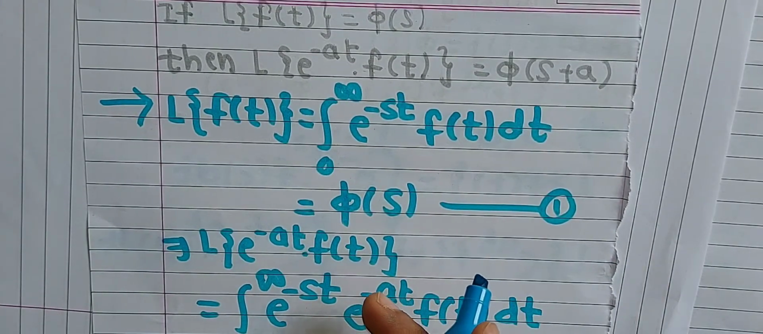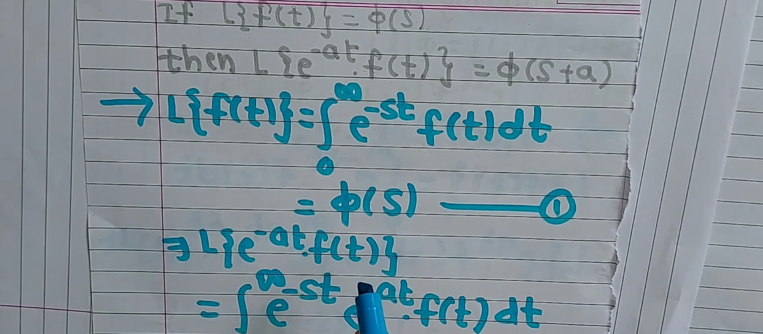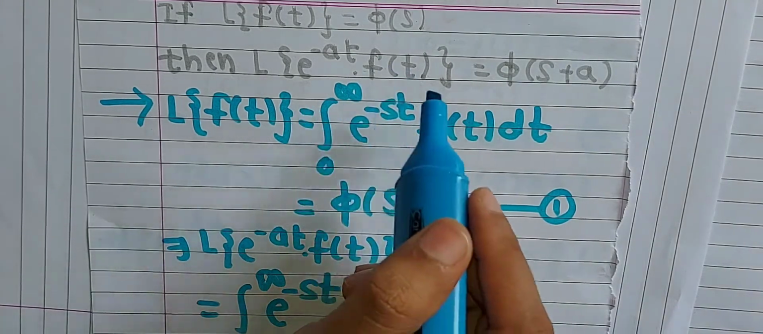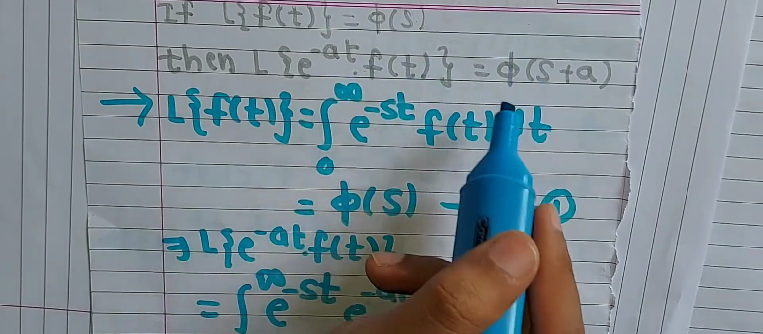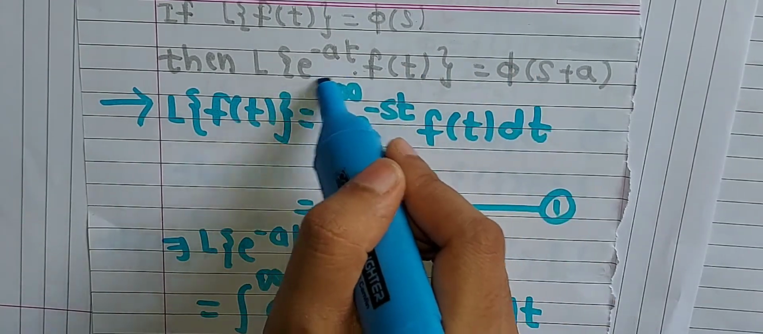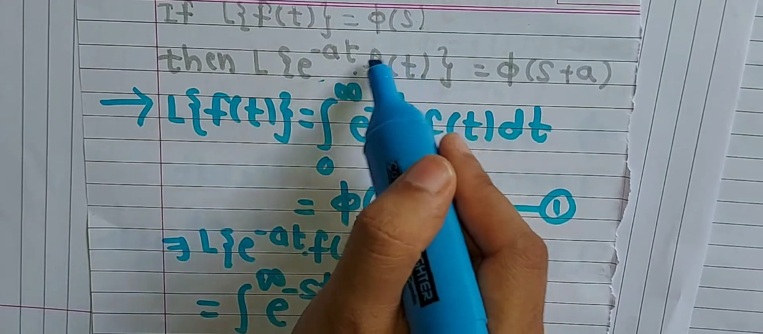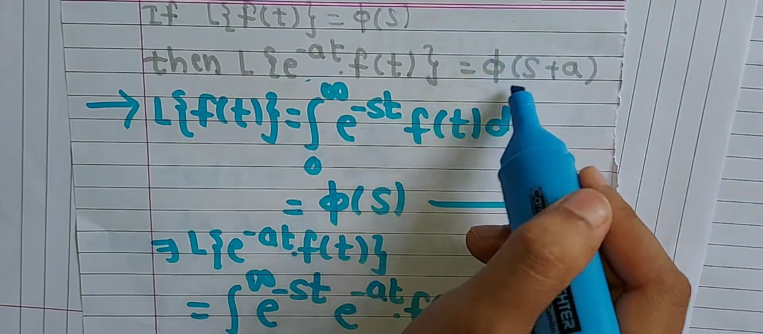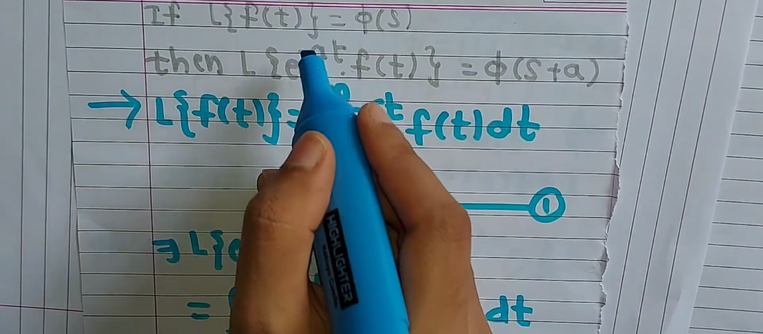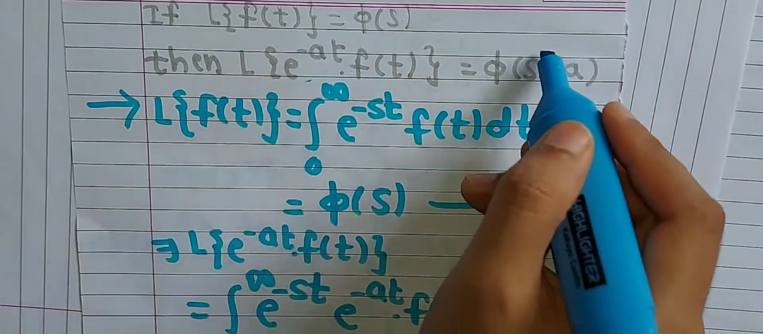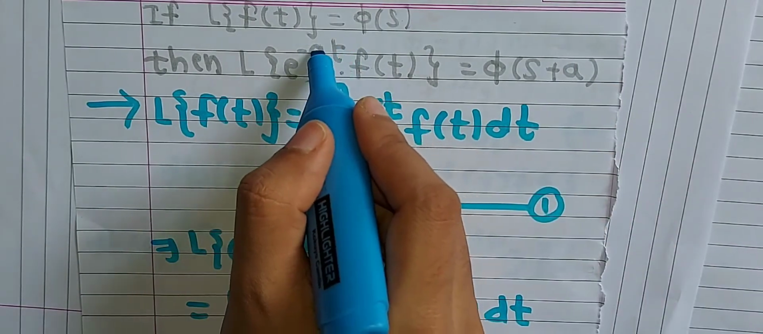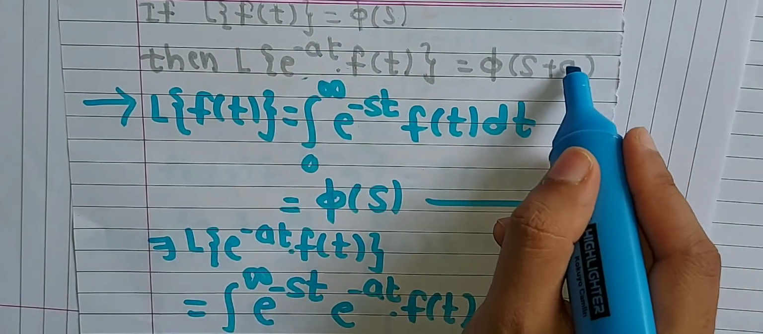Now the main question is how to remember this property, because we have already discussed the first method of the first shifting theorem. When we consider e raised to something into something, write it like this: phi of s is always a fixed value. Just consider that where we have a minus sign, take it as a plus sign, and the coefficient of t is equal to how much? A here, then write it as a.